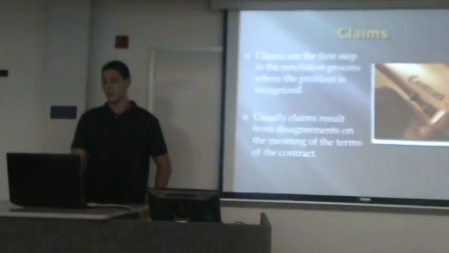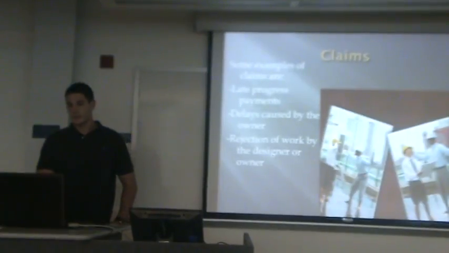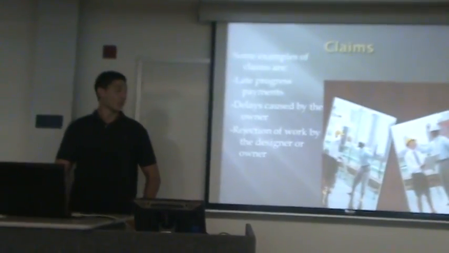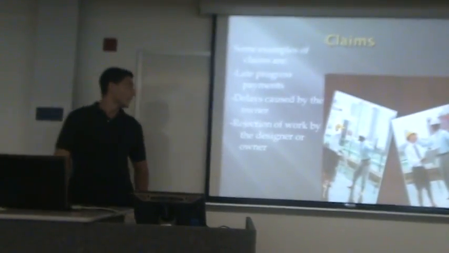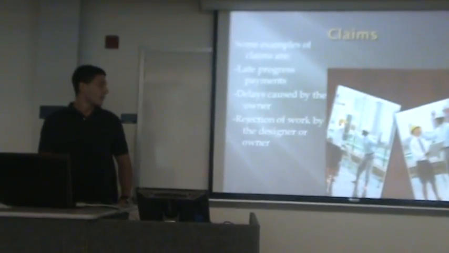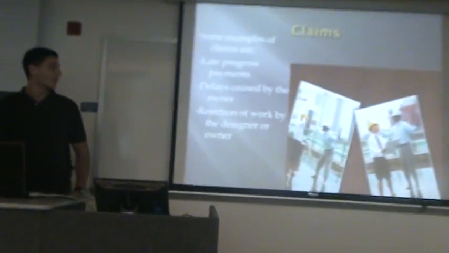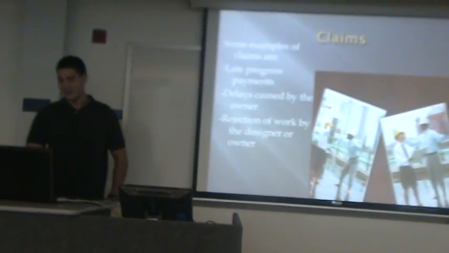Usually claims result from disagreements on the meanings of the contract. Some examples of claims are late progress payments, delays caused by the owner, and rejection of work by the designer or owner. In this picture, here's some conflict arising from the contractor and the architect over their intent.